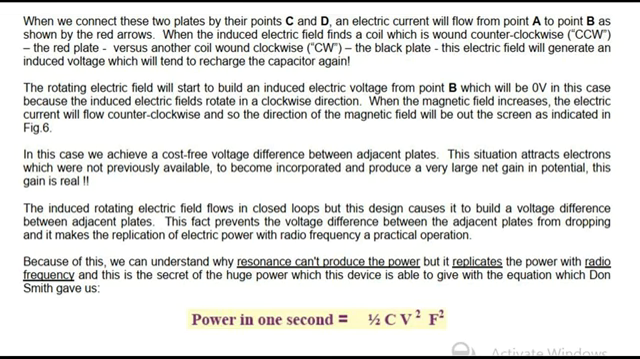Because of this, we can understand why resonance can't produce the power, but it replicates the power with radio frequency, and this is the secret of the huge power which this device is able to give with the equation which Don Smith gave us. Power in 1 second equals 1/2 capacitance times voltage squared times frequency squared.